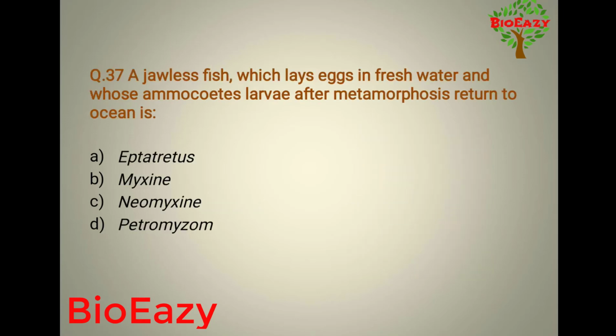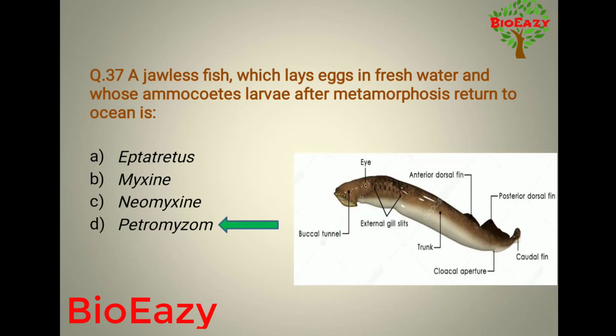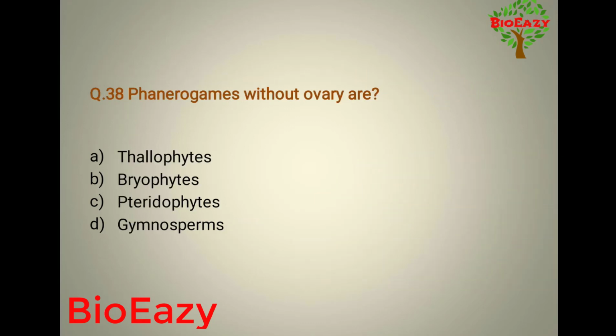Next is a jawless fish which lays eggs in fresh water and whose ammocoetes larva after metamorphosis returns to the ocean. It is the Petromyzon. Now you can see the clear picture of Petromyzon. Next, phanerogams without ovary are gymnosperms.